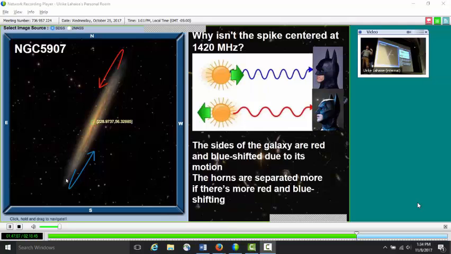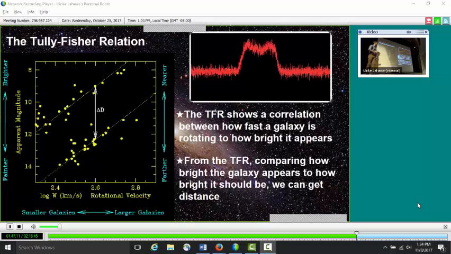And that leads into how we get distances from this stuff, and that has to do with something called the Tully-Fisher relation. Now, a couple of decades ago, two scientists, Tully and Fisher, discovered that there's a correlation between how fast the galaxy is rotating and how luminous it is, how bright it appears in the sky relative to us. The other thing that they found out is if a galaxy is moving faster, that means it's bigger. Those things are just intimately correlated.